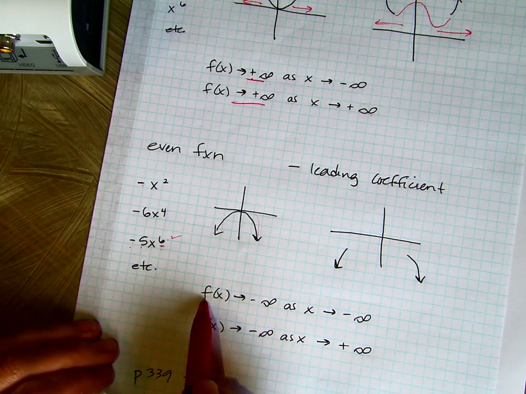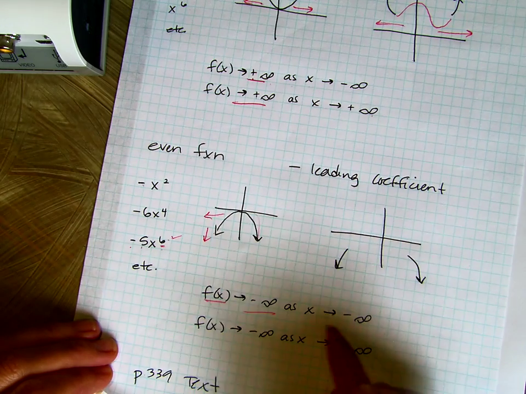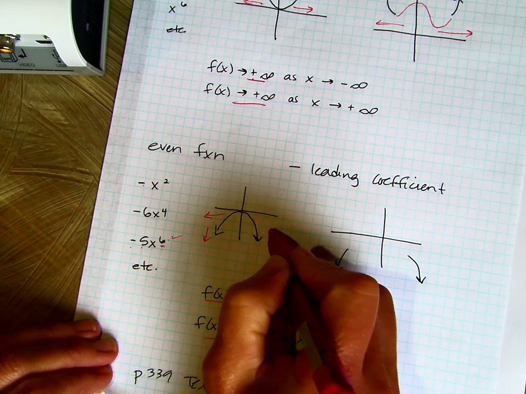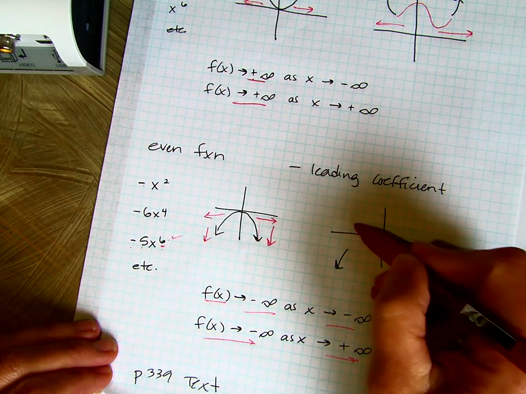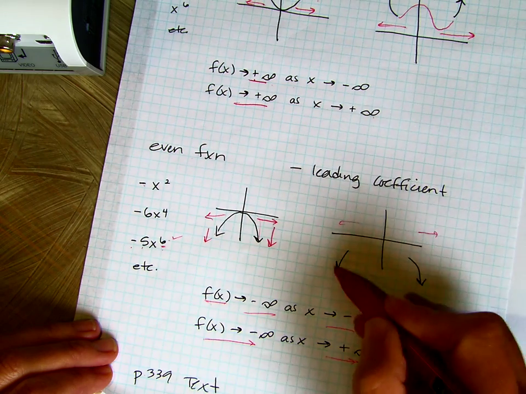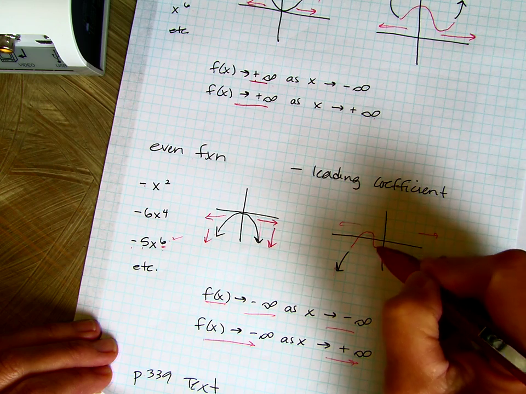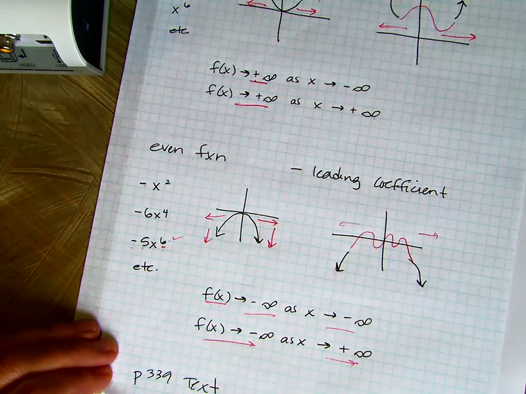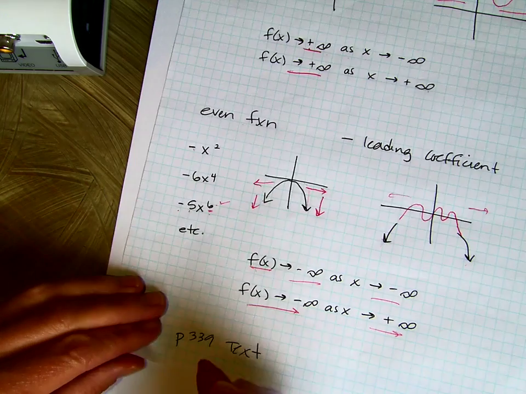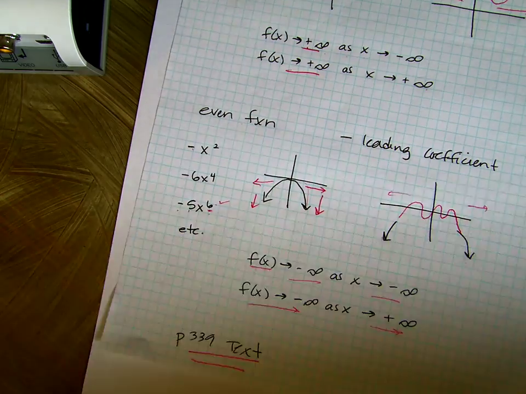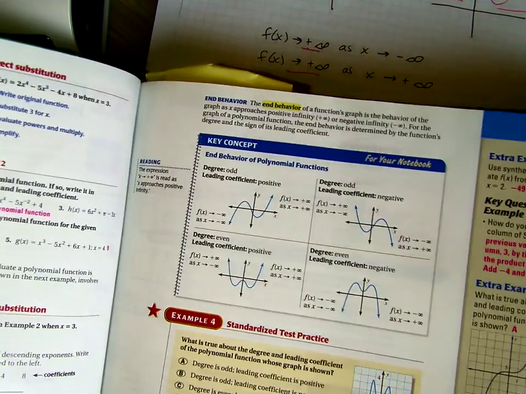So how do I say that? I say the function goes to negative infinity as x goes to negative infinity. The function goes to negative infinity as x goes to positive infinity. So either way, if I'm going out to the left or out to the right, the value of my function continues to go down to negative infinity. And again, I could have a truckload of squiggles in there if that was an x to the 8th or something like that. So if you look on page 339 in your text, there's a quick picture of that.